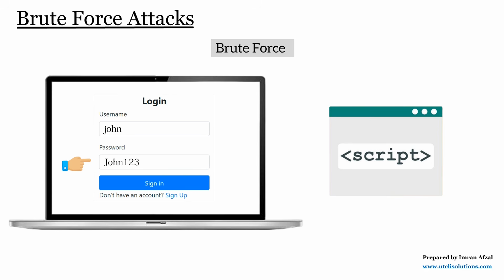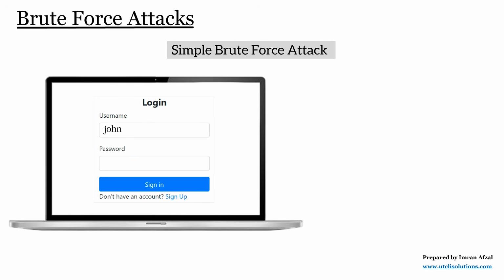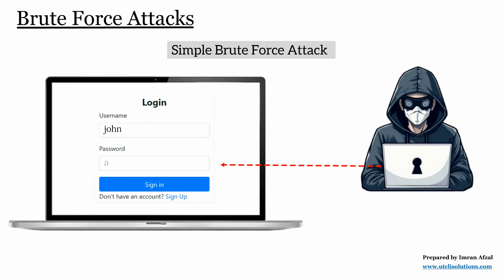There are different types of brute force attacks. The most basic one is called a simple brute force attack, where the hacker tries every possible password, starting from the shortest to the longest. For example, it may try A, then AA, then AAA, and so on. This is very slow, but works if the password is short and simple.